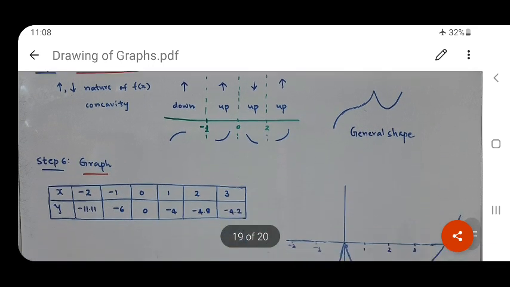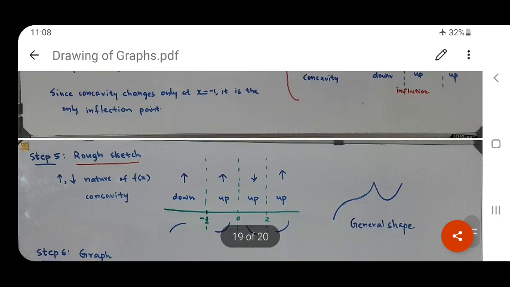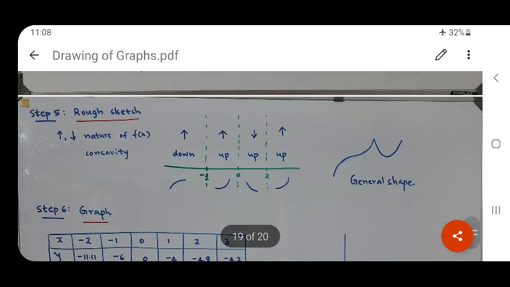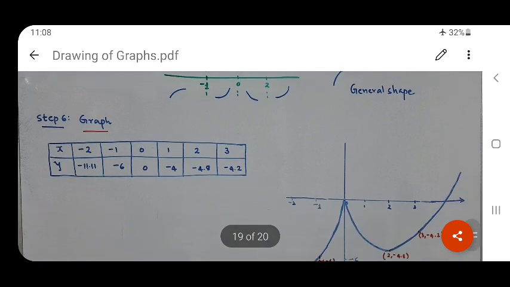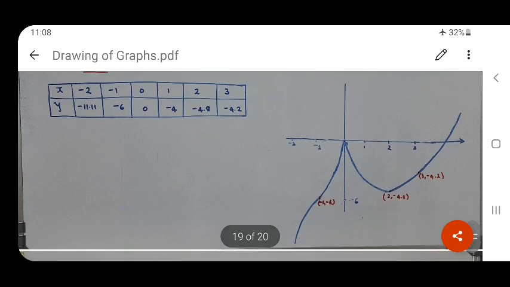Now we consolidate all the points noted in steps 3 and 4. In minus infinity to minus 1, it is concave down and increasing; minus 1 to 0, concave up and increasing; 0 to 2, concave up and decreasing; and 2 to infinity, it is concave up and increasing. So this is a possible general shape of the function. It is just a possible rough sketch of the graph. Now locate some points, and clubbing all the information collected together, we have the graph of the function like this.